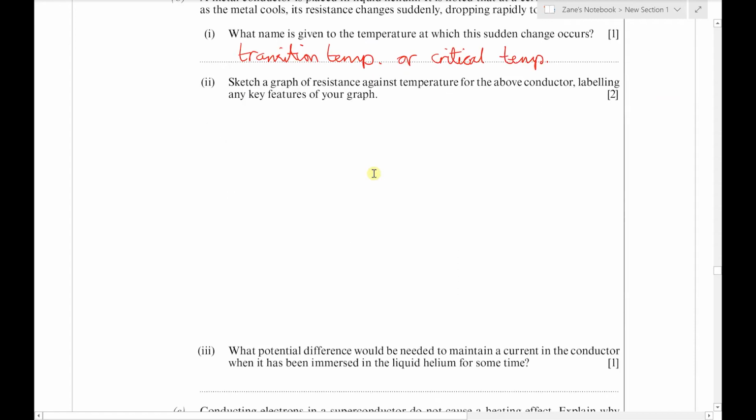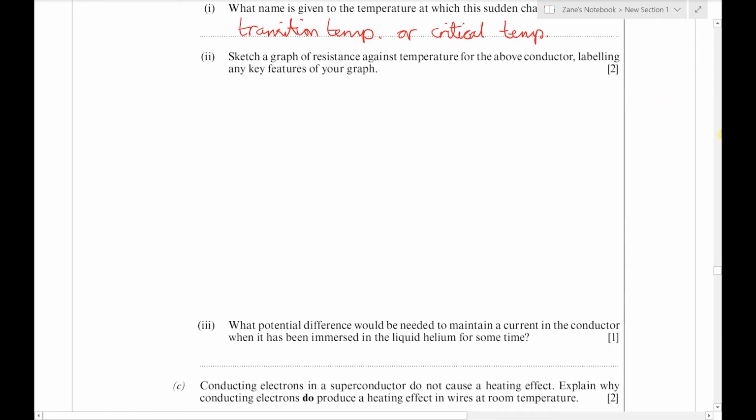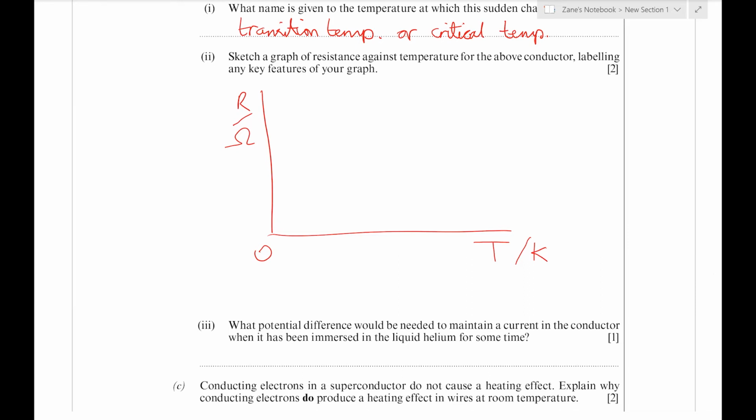On the next part of the question, we're asked to sketch a graph of resistance against temperature for that conductor, labelling any key features of your graph. So what we're going to have here, on the y-axis we're going to have resistance, on the x-axis we're going to have temperature, and I'm going to put the temperature in Kelvin, resistance in ohms. Now the reason I'm putting the temperature in Kelvin is that this critical temperature is very, very low. As mentioned in the question, it's something like the temperature of liquid helium, very, very close to absolute zero.